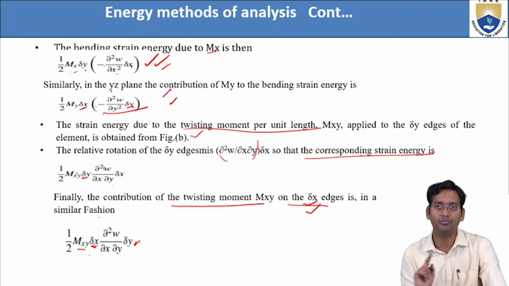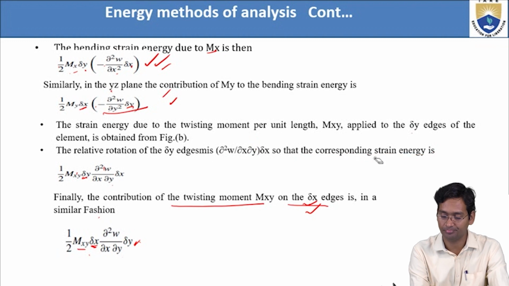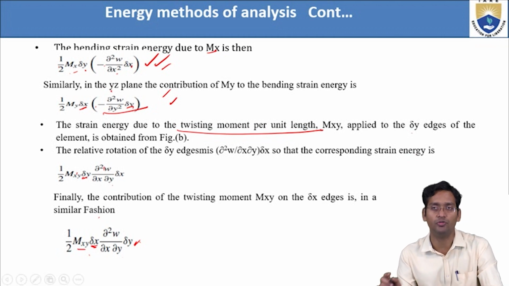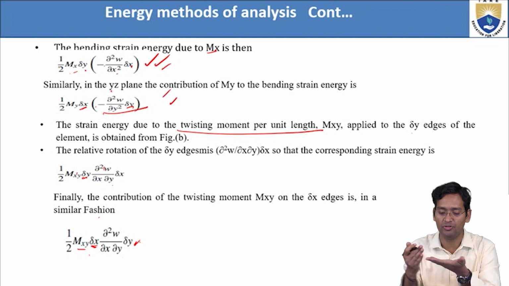Now because of the twisting, here we will apply the twisting concept. Right. So now just see the twisting, the strain energy due to the twisting moment per unit length. So the twisting moment is Mxy, because in that plane only we can twist.